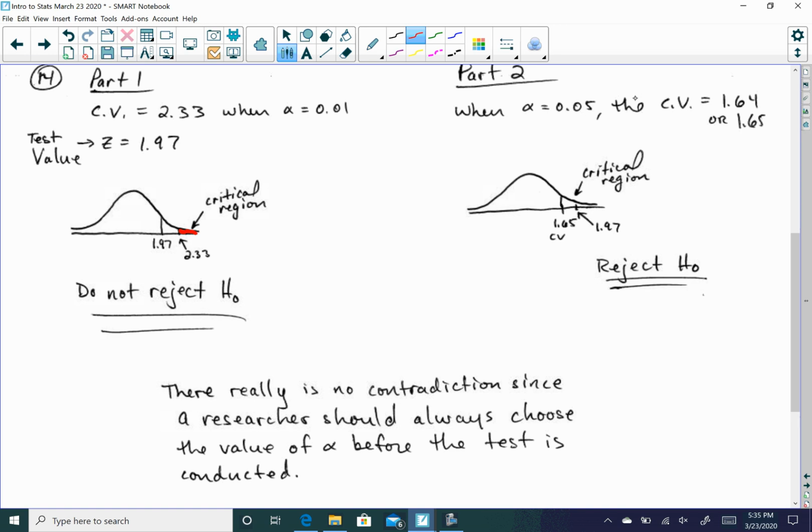When we change alpha, we now get a critical value of 1.64, 1.65. So everything in red here is the rejection region, or the critical region. Now this 1.97 falls within it. Had the researcher chosen 5%, they would have had the decision to reject the null hypothesis. But again, there's no contradiction here, since alpha should always be chosen before the test is conducted.